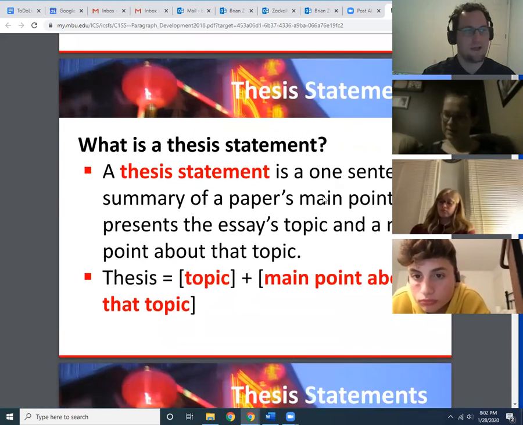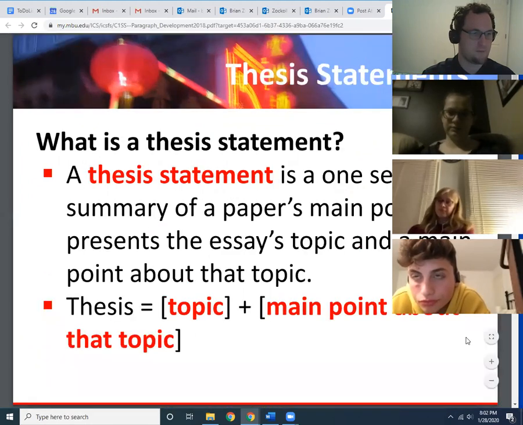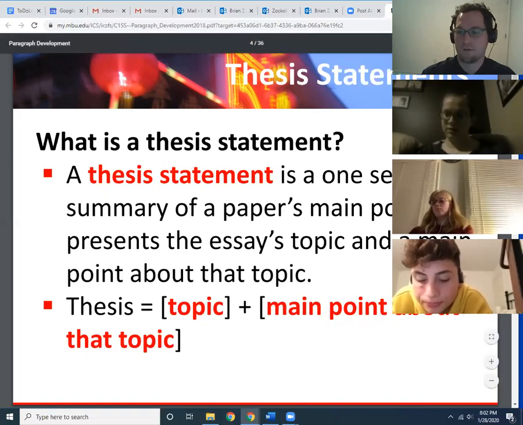So tonight, as we get into this, we're talking about thesis statements. Usually I would click once, click twice, but we're going to see this all at one time right now. The thesis statement is a one-sentence summary of a paper's main point. It presents the essay's topic and a main point about the topic. This is the sentence that if everybody walked away, they would know exactly what you're talking about from this one statement.